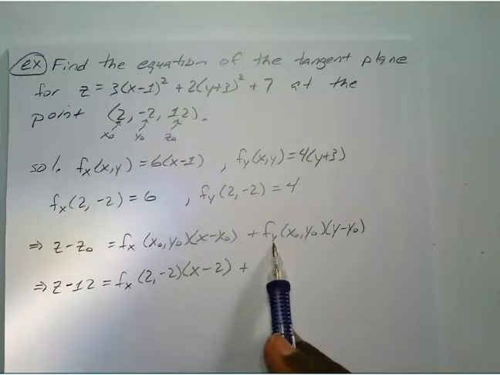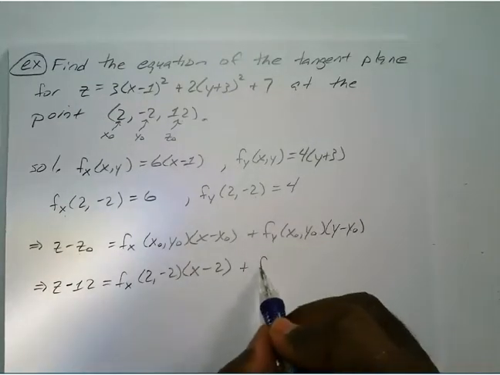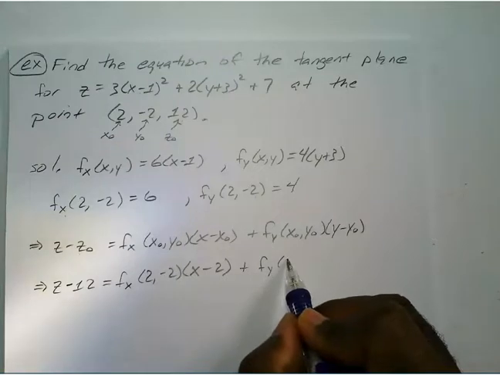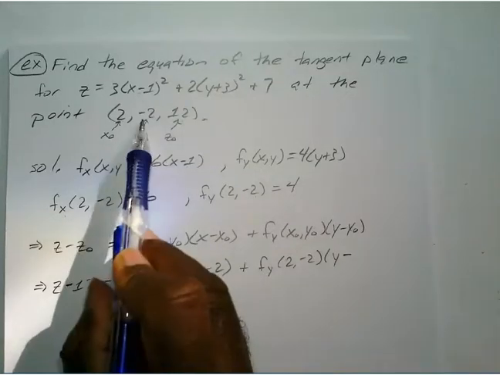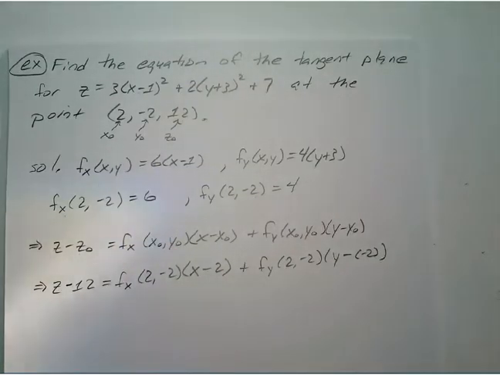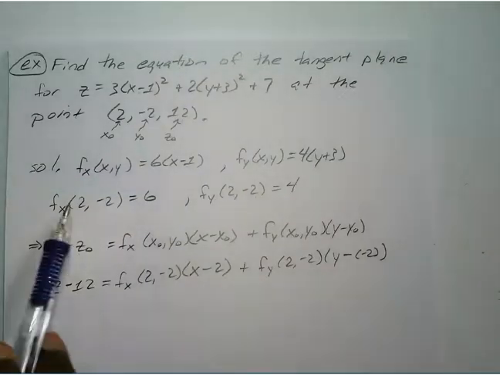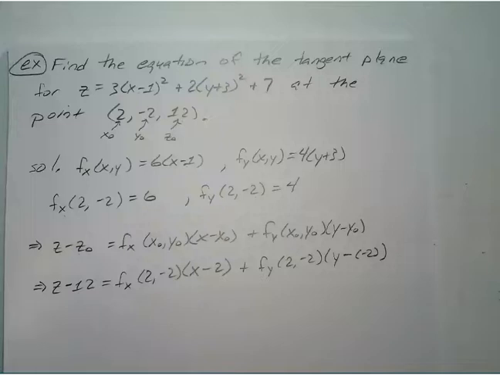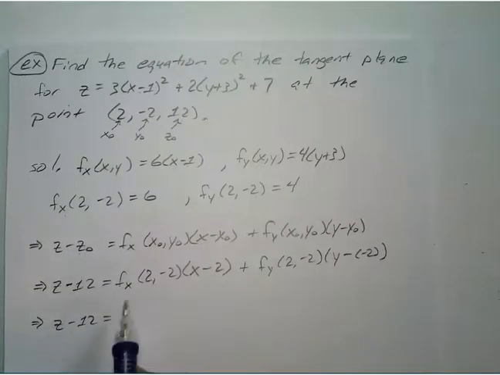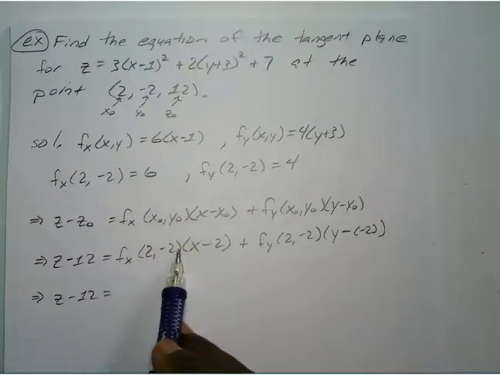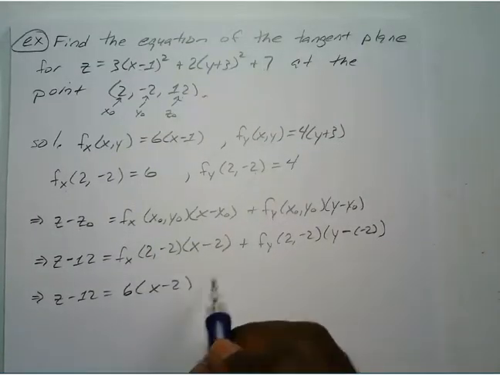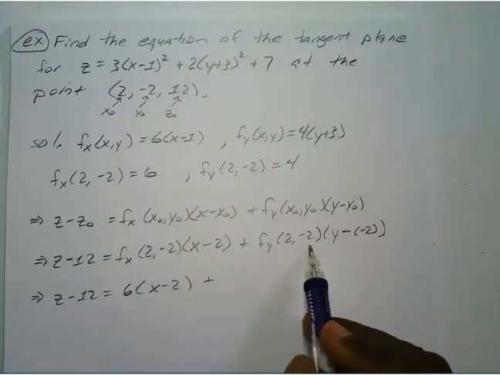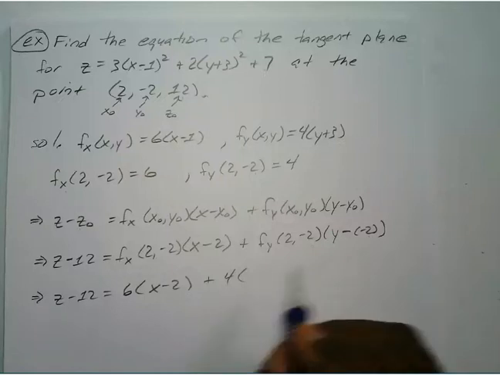Okay. So plus, you have your partial with respect to y, x0, y0. That's partial with respect to y of 2, negative 2. And that's y minus y0, so that's y minus negative 2. Okay, so everything's kind of falling into place once you get your first derivatives figured out. Okay, so you have z minus 12 equals your partial at 2, negative 2. We know that's 6. We have 6 times x minus 2. Plus your partial with respect to y is 4. We have 4 times y plus 2.